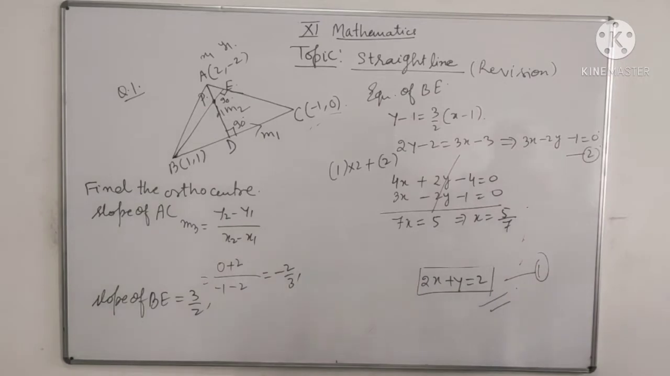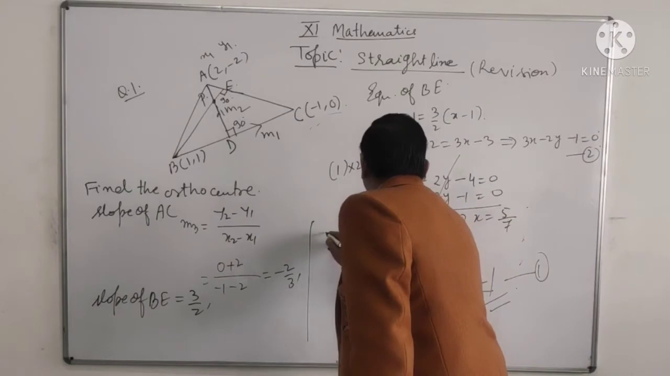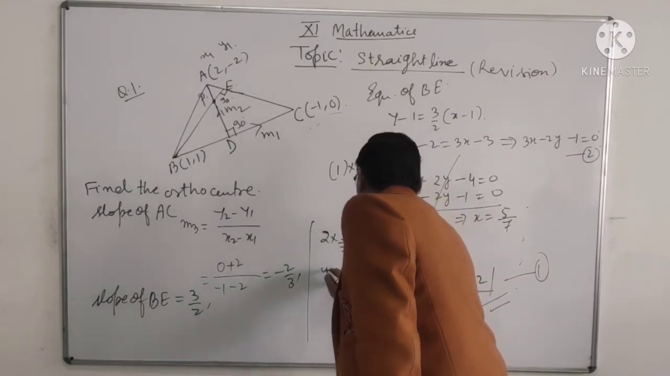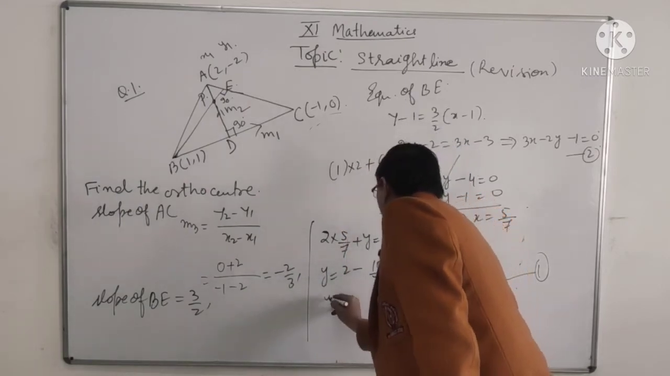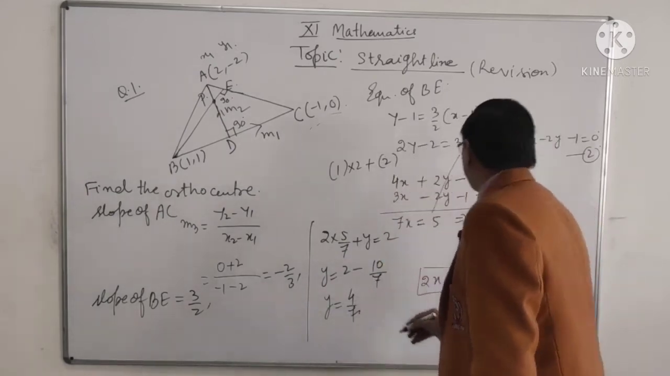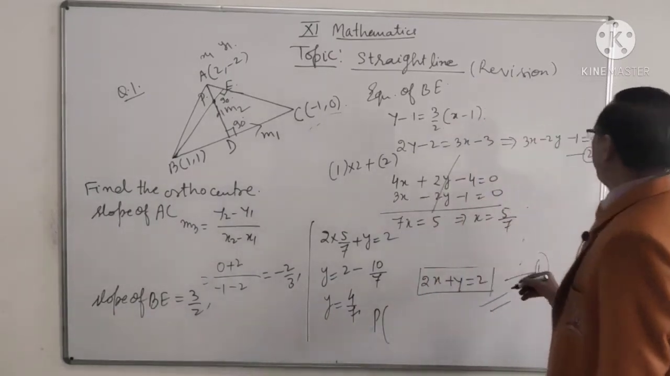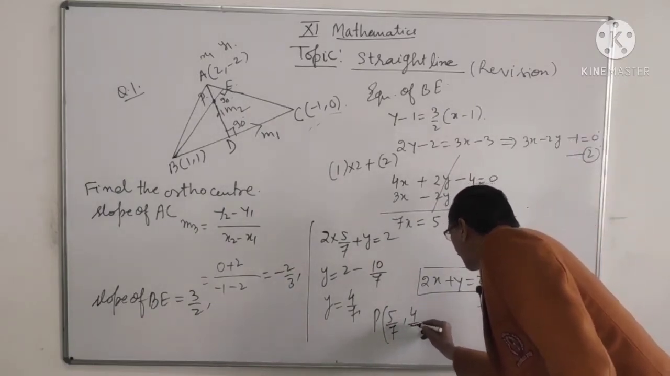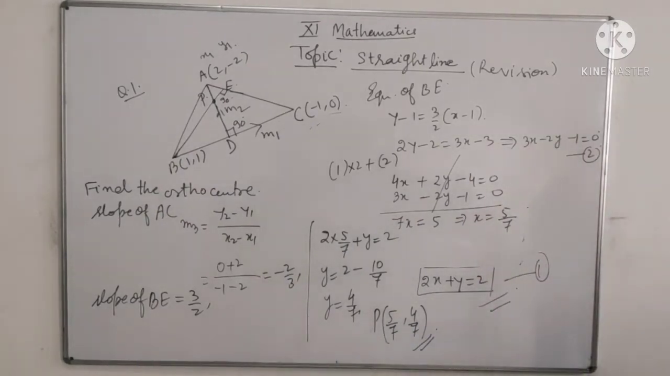Putting the value of x in equation 1, we will get 2 into 5 upon 7 plus y equal to 2, and y equal to 2 minus 10 by 7, and y equal to 14 minus 10 upon 7, or it is 4 by 7. So the orthocenter, the coordinate of P, is 5 by 7 and 4 by 7. This way we will find the orthocenter.